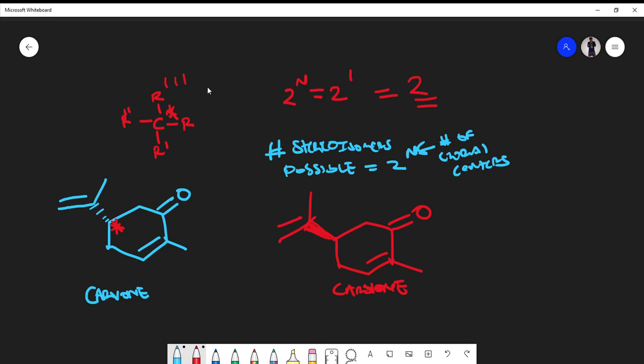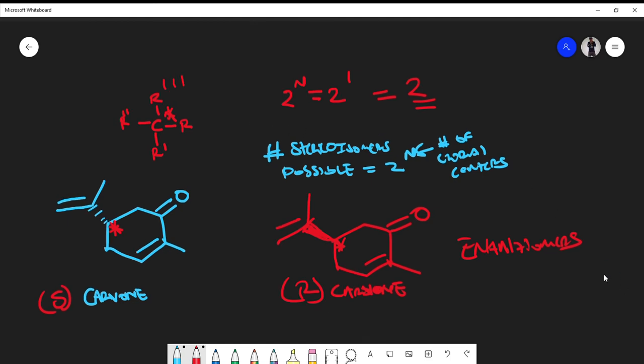Now, the video is not about enantiomers or diastereomers, but can you identify the relationship between these two? These are actually enantiomers. If you use your Cahn-Ingold-Prelog rules, you would see that this is the R version of carvone and this is the S version of carvone. All right, let's do another question.